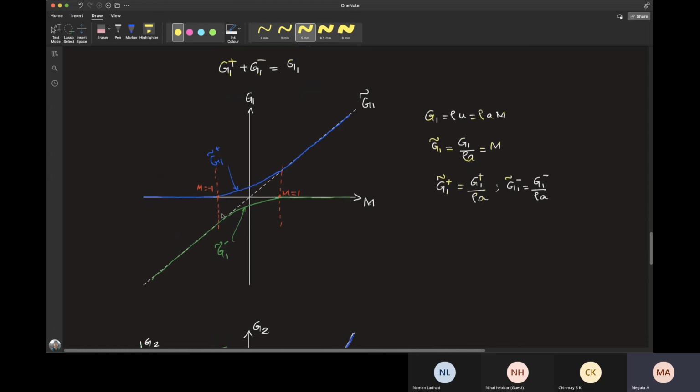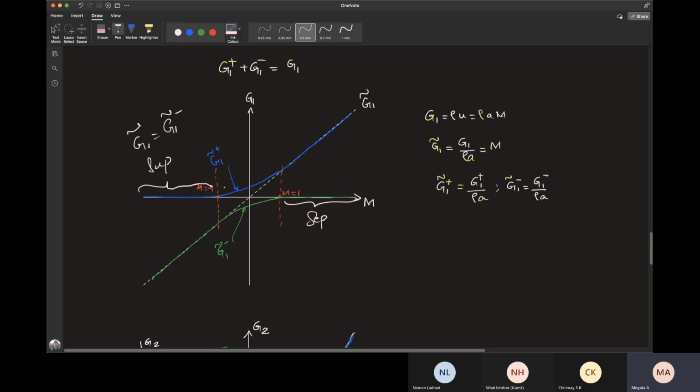G1 tilde for m equals in this region, that is, these are supersonic regions, right? In supersonic regions, here we want G1 tilde plus to be completely equal to G1 tilde, this is flow towards left. So G1 tilde must be completely equal to G1 tilde minus. So that's what is happening. In this region, G1 tilde plus is 0 and G1 tilde minus is exactly G1.